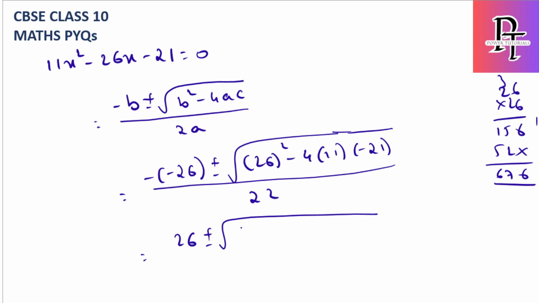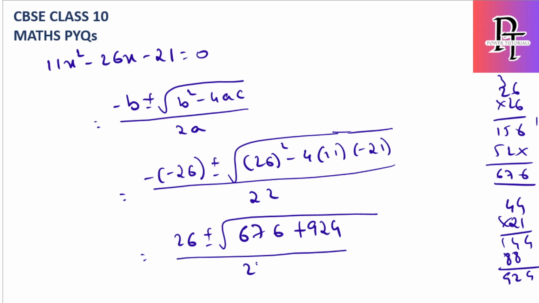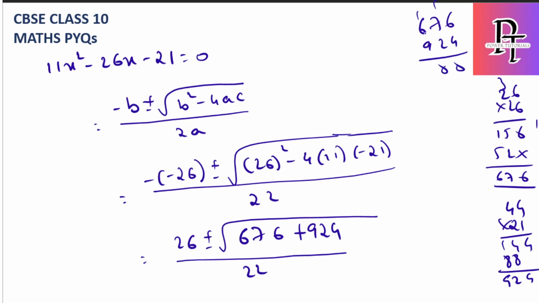Okay, 676 minus 4 into 11 into minus 21, which is 44 into 21, that is 924, plus 924. If you add these two, 676 plus 924 becomes 1600. Okay, so it is 26 plus or minus root of 1600 by 22. The square root of 1600 is 40.